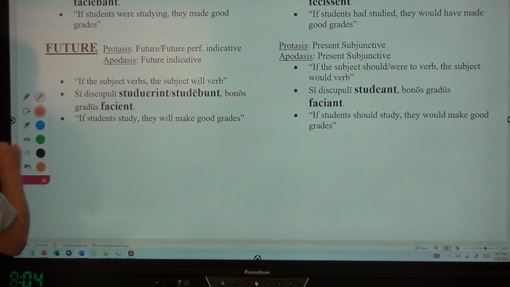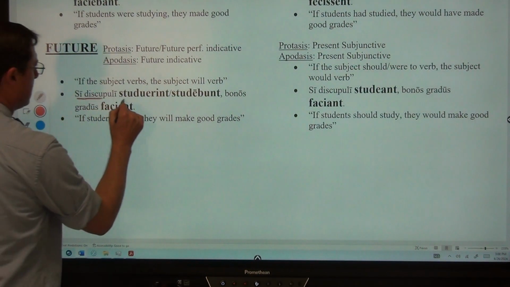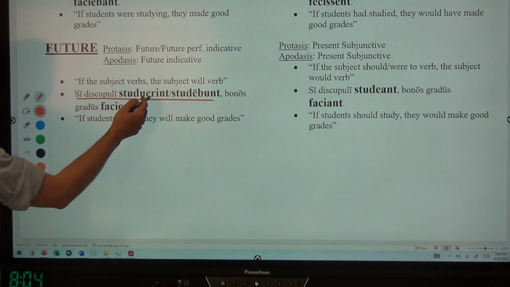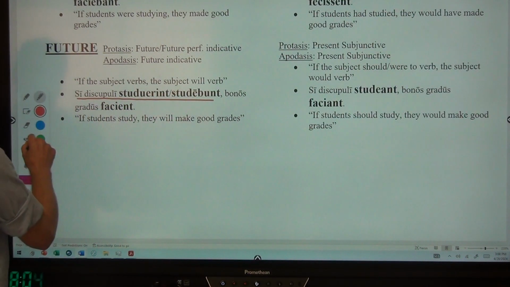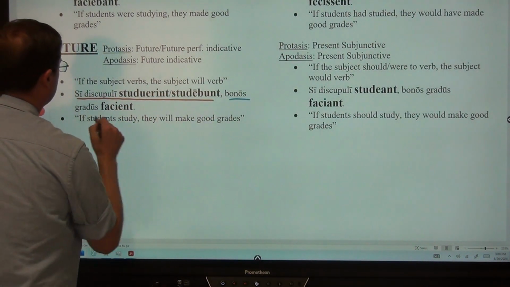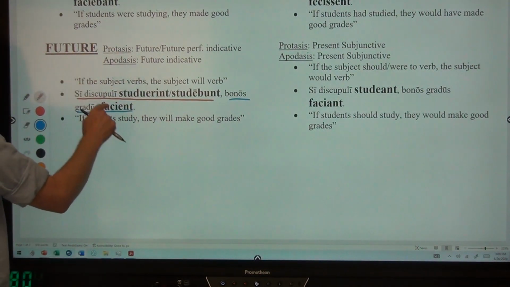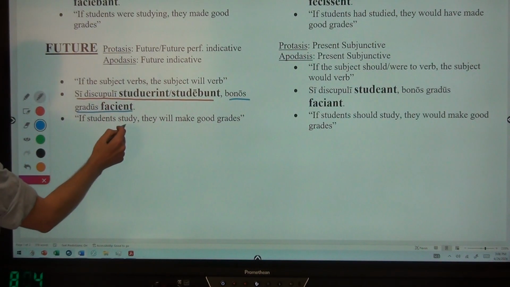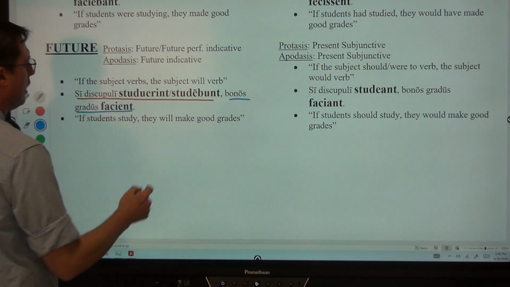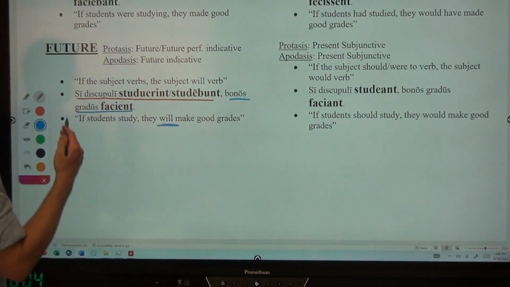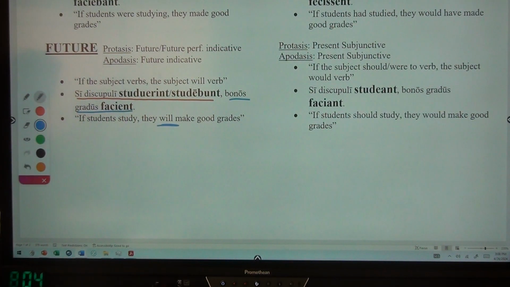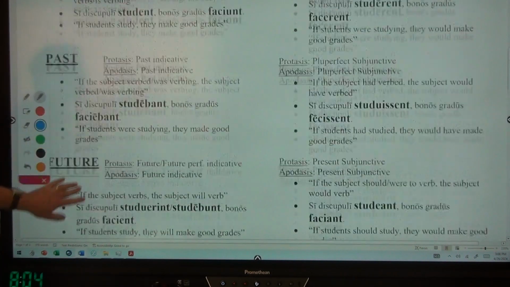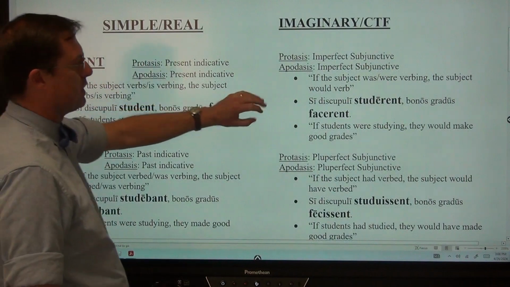And so here we have in the protasis, if the student studies, the students will make good grades. If the students study at some point in the future, they will at some point in the future make good grades. So, it's intuitive, but it's also not as appealing as the world of imagination.